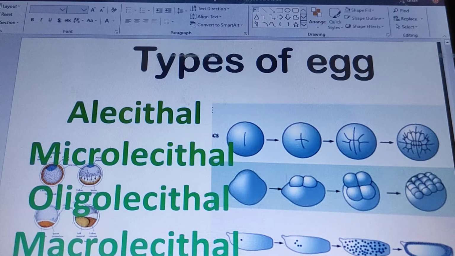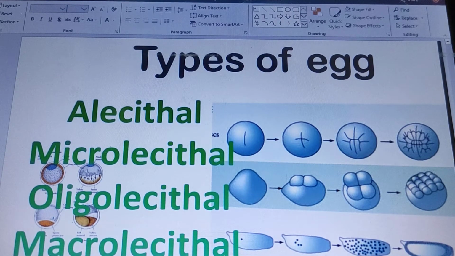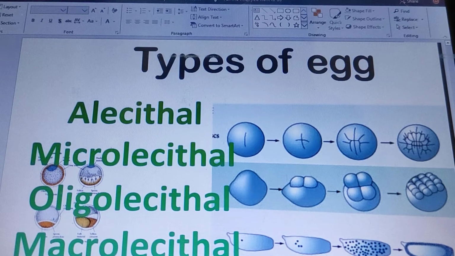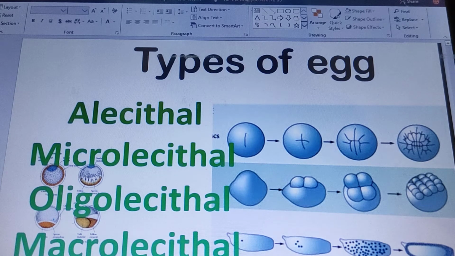Number 1. Alecithal. Animals without yolk or very small yolk. These are known as alecithal. Its examples are placental mammals and sharks. These animals have a very long period of embryological development. The therians provide nourishment to embryos through a placenta. The sharks have modification in the female reproductive tract for nourishment of the embryo.